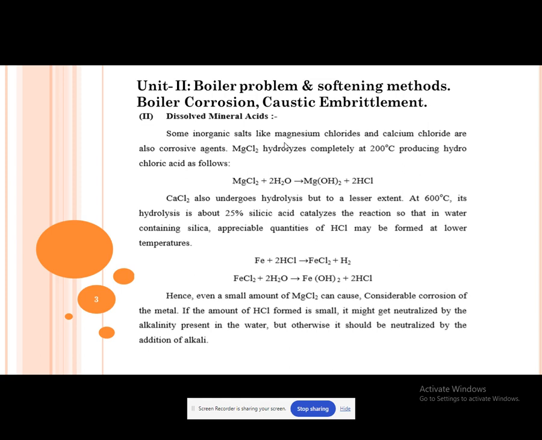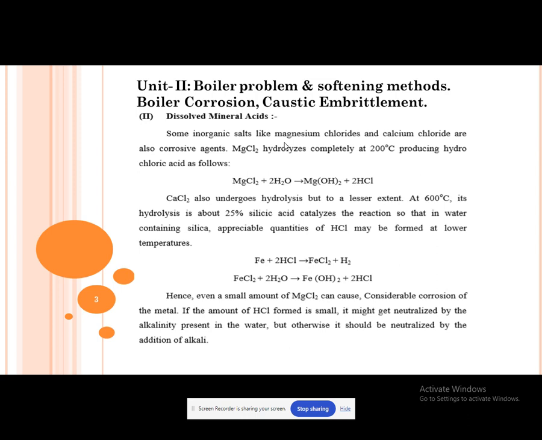Second, some information regarding dissolved mineral acids. How dissolved mineral acids are responsible for corrosion. Some inorganic salts like magnesium chloride and calcium chloride are also corrosive agents. MgCl2 hydrolyzes completely at 200 degrees Celsius, producing hydrochloric acid. The reaction is MgCl2 plus 2H2O is equal to Mg(OH)2 plus 2HCl. CaCl2 also undergoes hydrolysis but to a lesser extent.